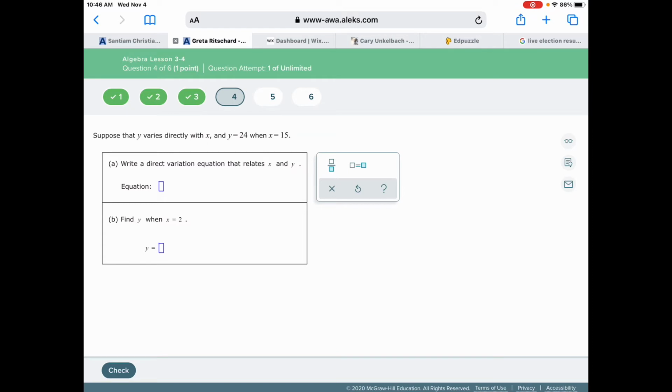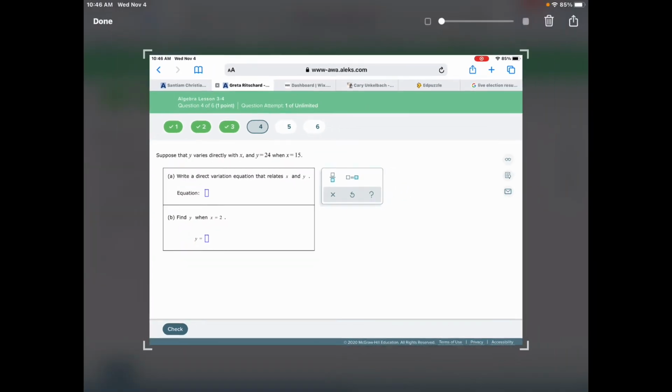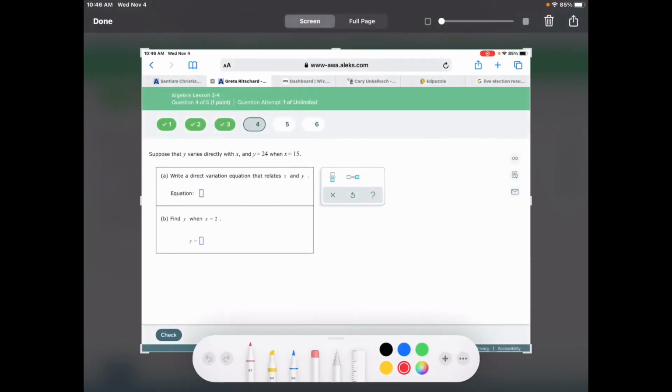Number 4 says, suppose that y varies directly as x. Every time we see this phrase, y varies directly as x, they will never say constant. You just have to memorize that. Y varies directly as x. So we know we have this y equals x thing going on, but there's going to be a number, a constant, that tells us how steep our line is, basically. And we know that y is 24 when x is 15.